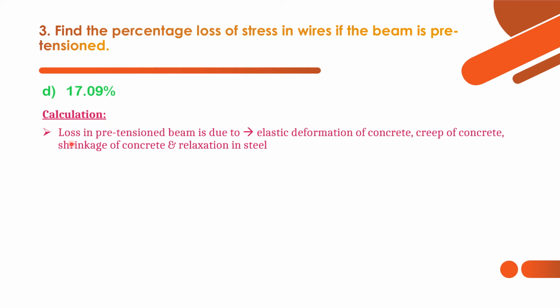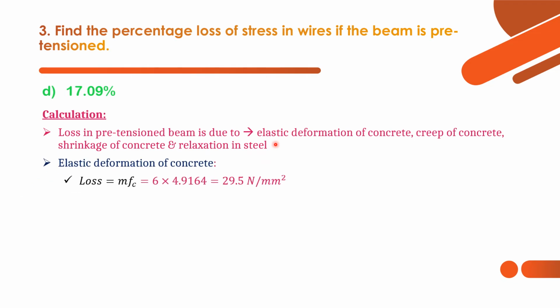First, let's see what are the losses to be considered in case of a pre-tensioned beam. In case of a pre-tensioned beam, we have these losses: elastic deformation of concrete, loss due to creep of concrete, loss due to shrinkage of concrete, and loss due to relaxation in steel. So how many? 1, 2, 3, 4. So 4 losses are there in case of pre-tensioning of the concrete beam. Now let's see the calculation one by one.